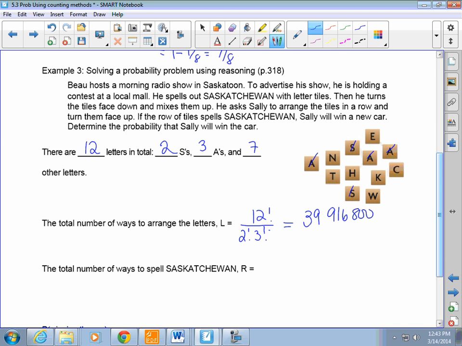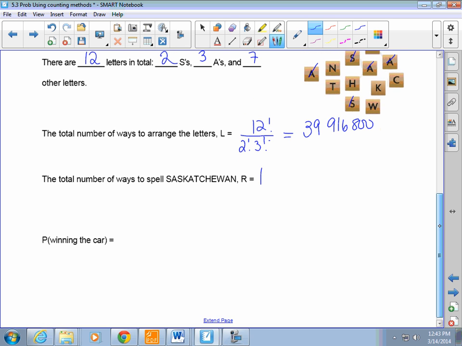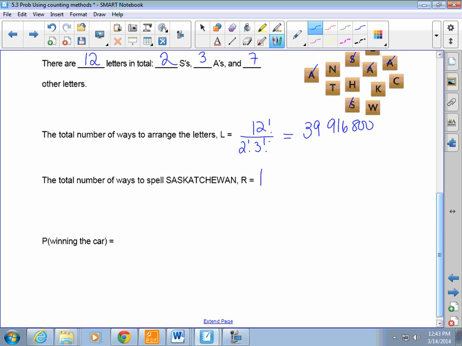So now we have all of the possible outcomes. How about the number of favorable outcomes? So the total number of ways to spell Saskatchewan, if we call that R, is 1. There's only one way to spell Saskatchewan. So the probability of her winning the car is the right ways over all of the ways that could be selected. So it is 1 over 39,916,800. So chances are quite unlikely that she's going to win that car.